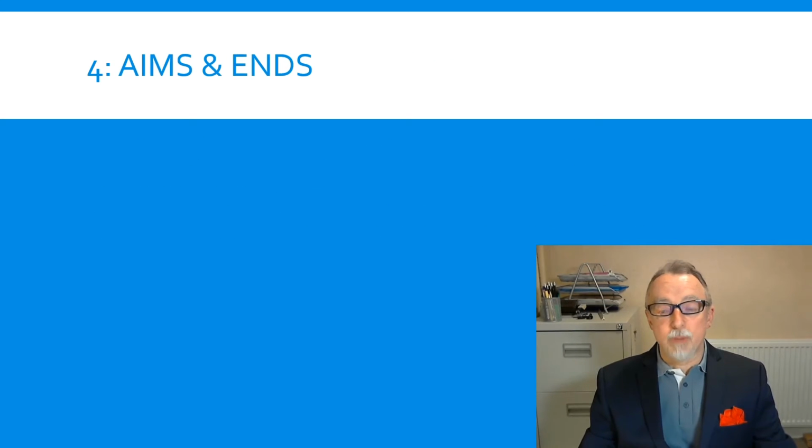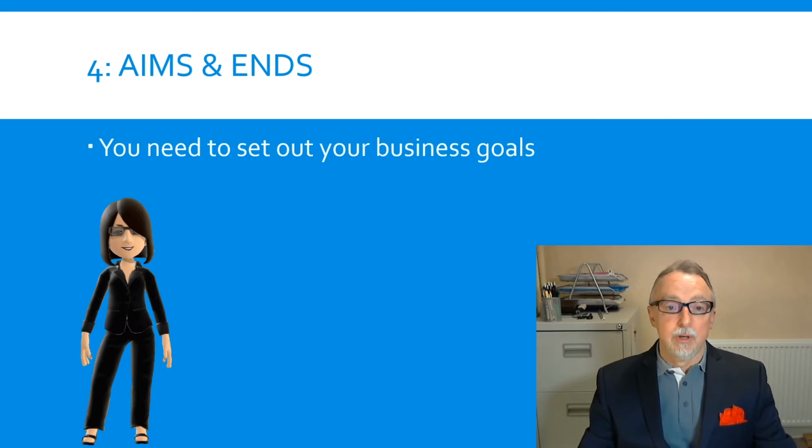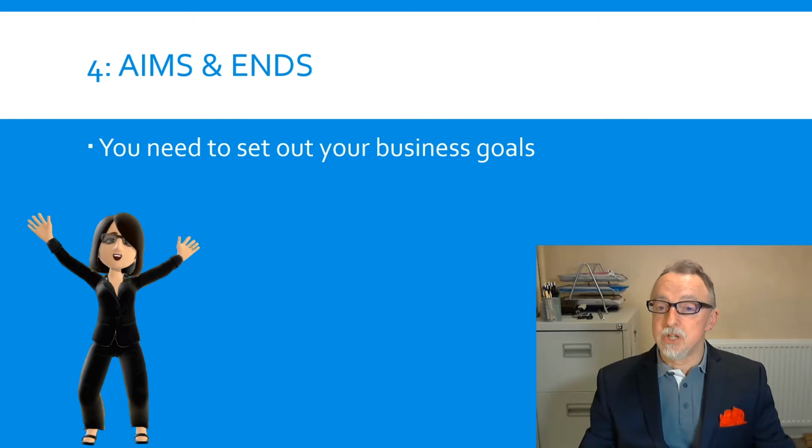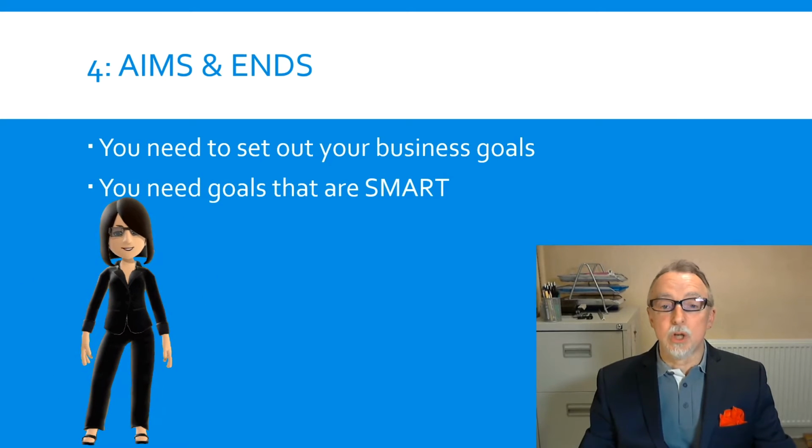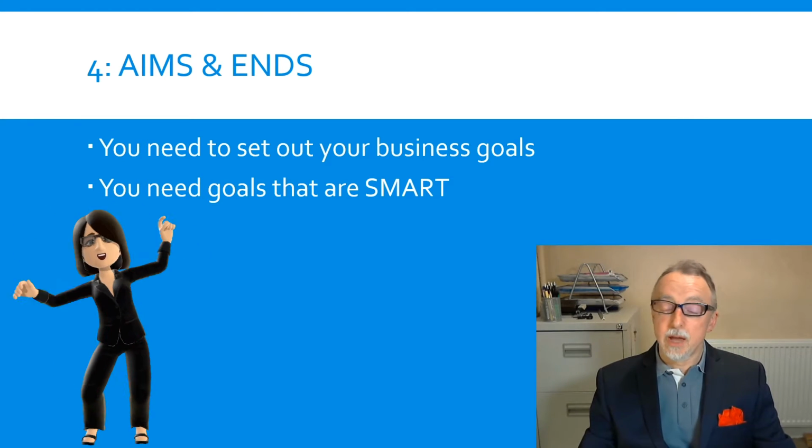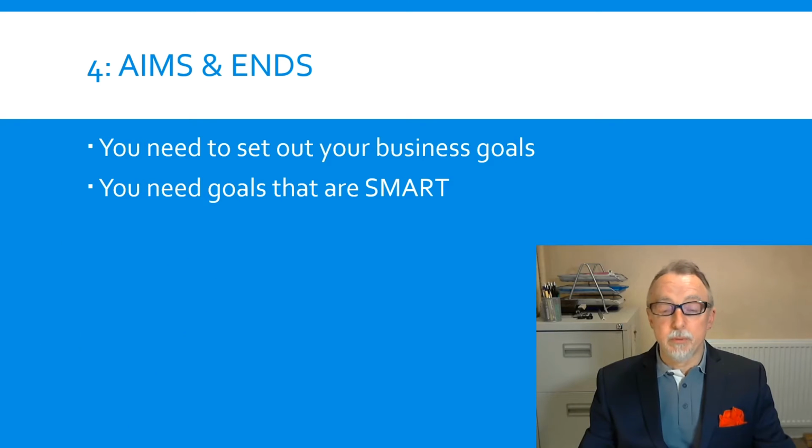Now, the next part of your business plan, part 4, needs to look at your aims and your ends. In other words, you need to set out your business goals. You need goals that are SMART. So they have to be specific, they have to be measurable, they have to be achievable, realistic and timed.